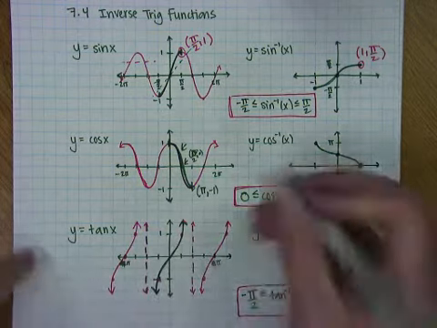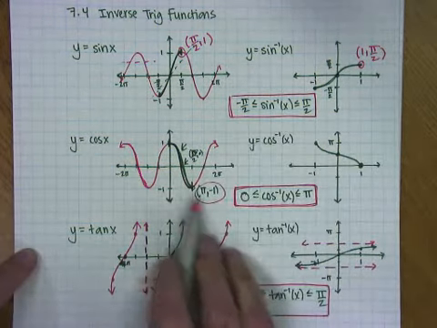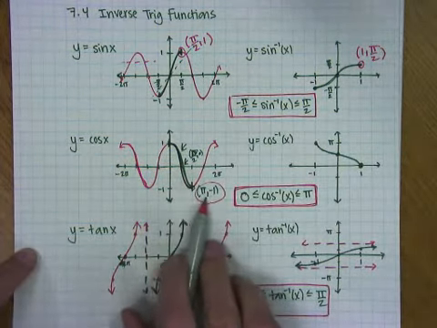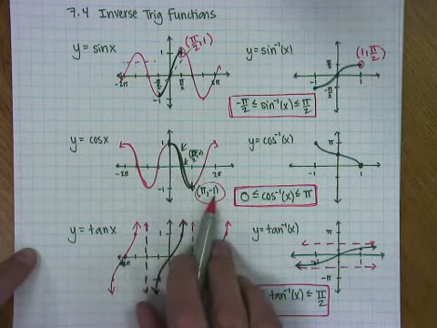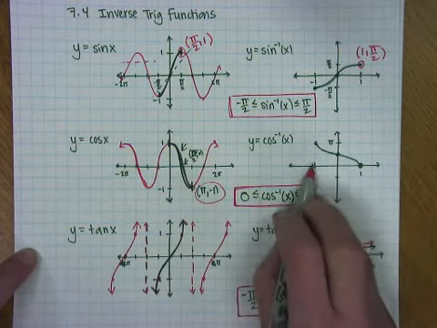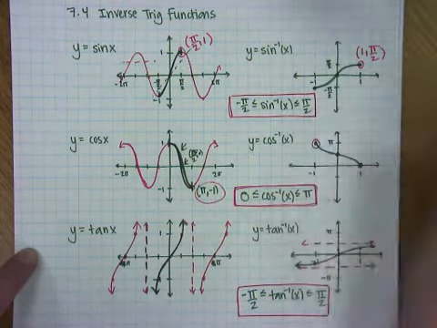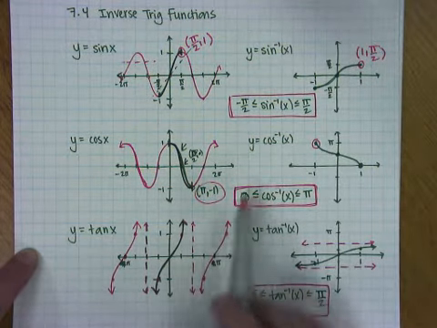And notice that, for instance, I've got this point over pi, down 1. And when I flip that, I'm going to get the point negative 1, so I go back 1, up pi. So that point is right there for the inverse.